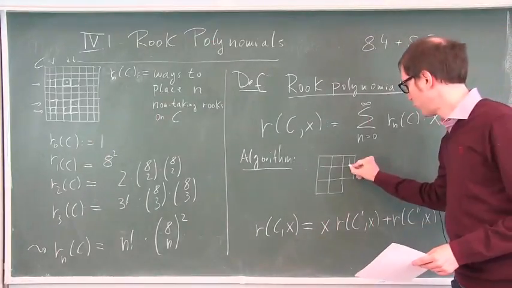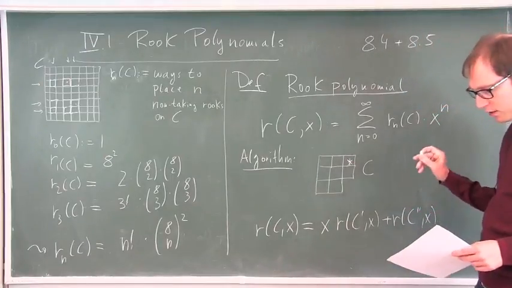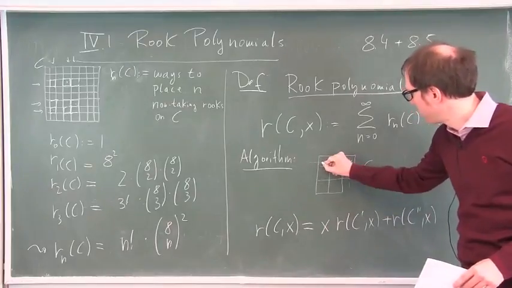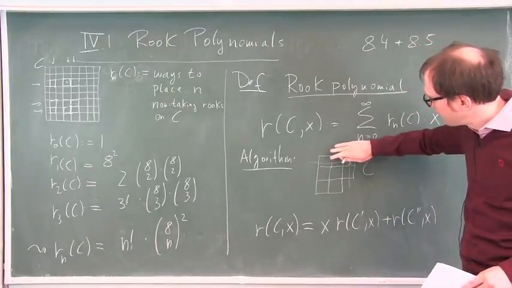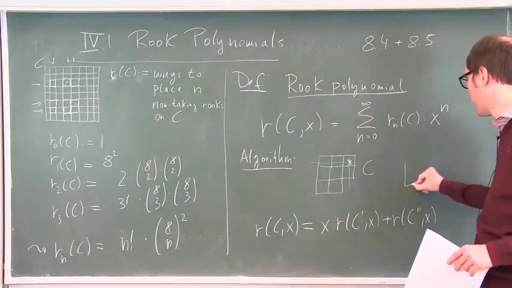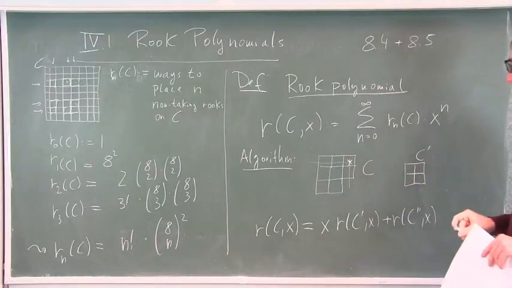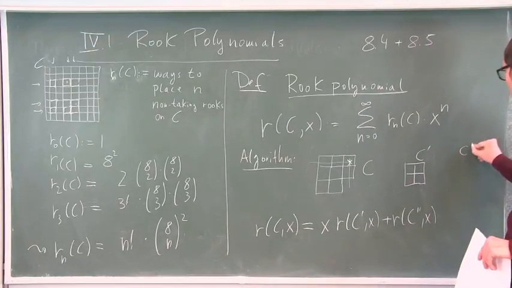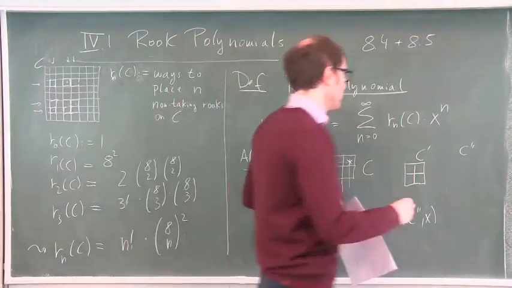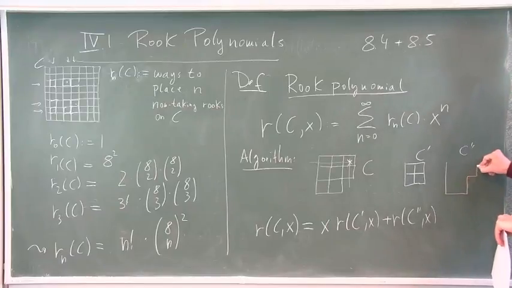Well, what you do is you pick an element, maybe this one here, and then you delete all the fields which are in the same row or column. So what we get is this little board here. This is C prime. And what is C double prime? For C double prime, we just take out this field. So we get this board.